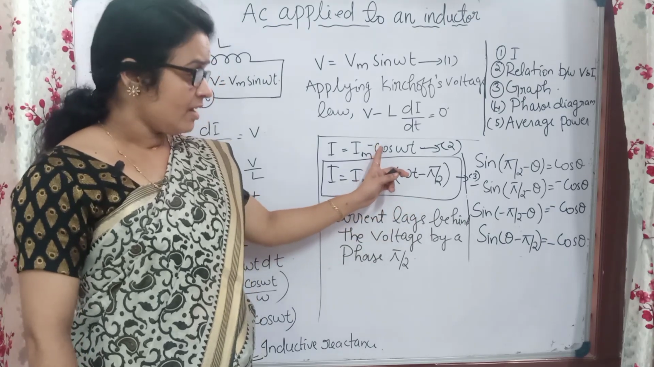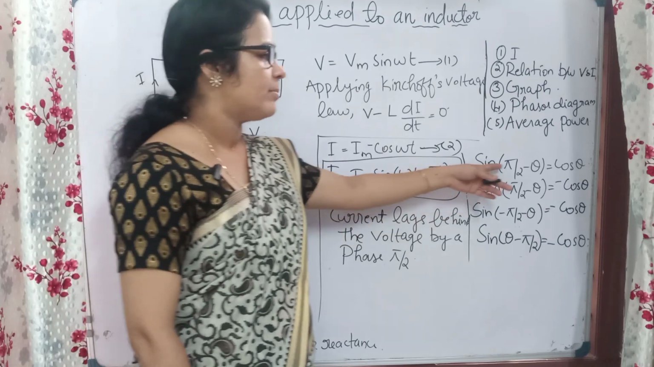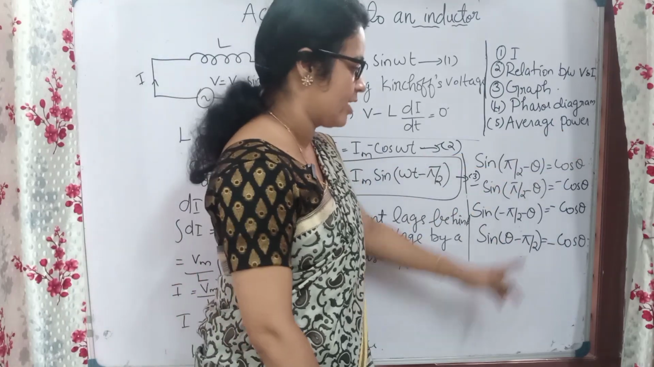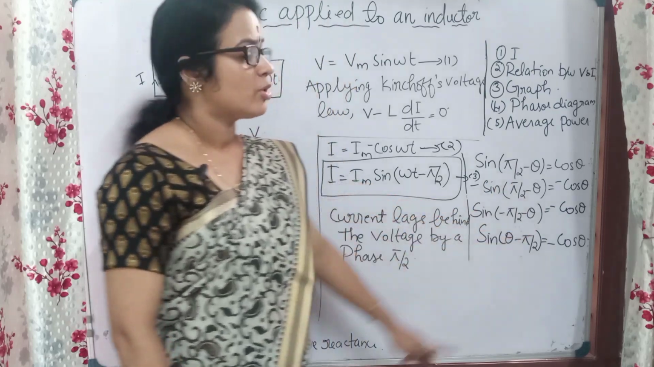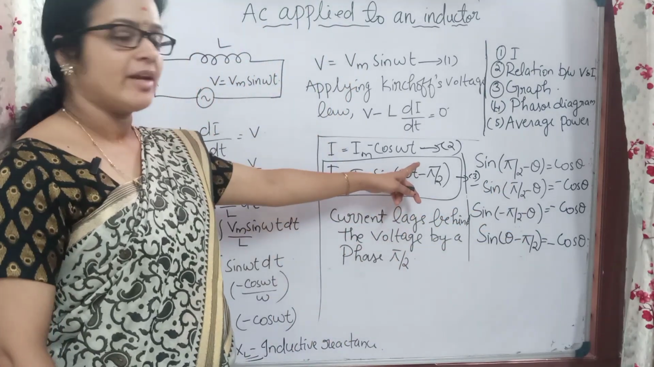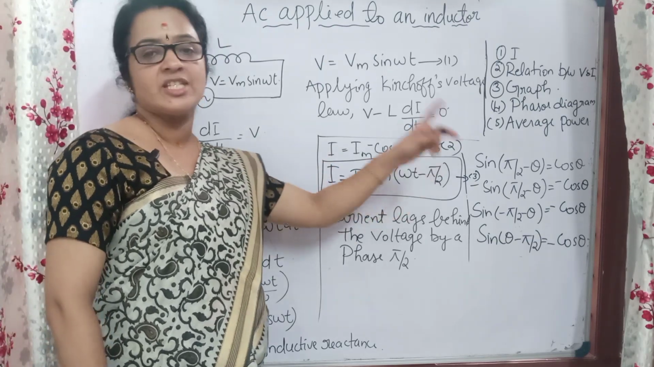And this minus cos omega t we have to convert in terms of sine. So sine pi by 2 minus theta is equal to cos theta. So sine theta minus pi by 2 will be equal to minus cos theta. So that we are applying here. So I can be written as Im sine omega t minus pi by 2.